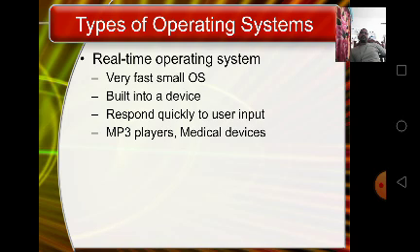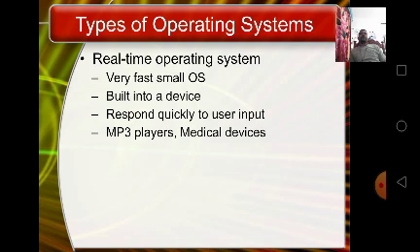Once again I repeat, operating systems can be organized into four major types. One is real time, number two is single user or single tasking, number three is single user or multitasking, number four is multitasking or multi-user. First we discuss the real time operating system.